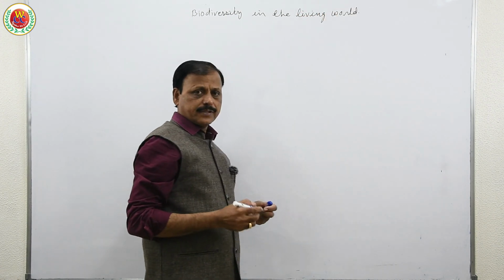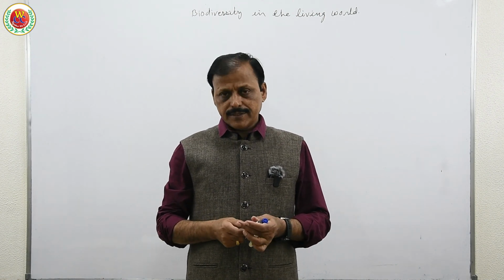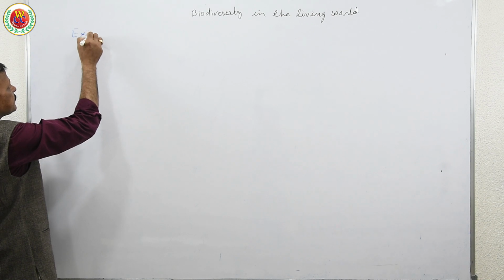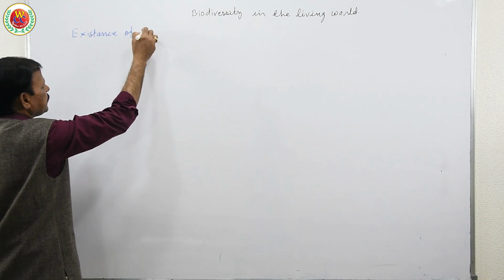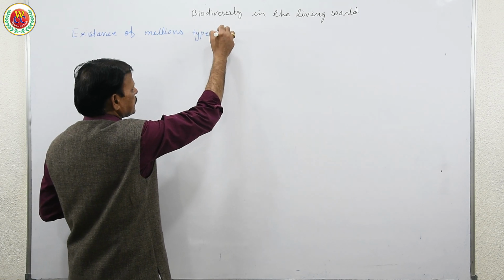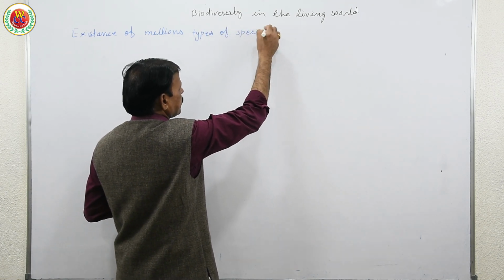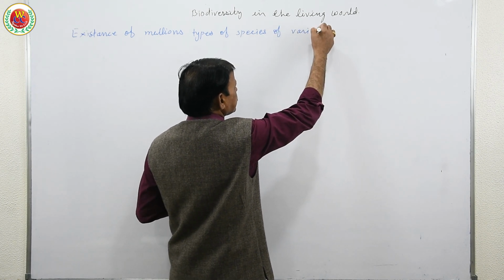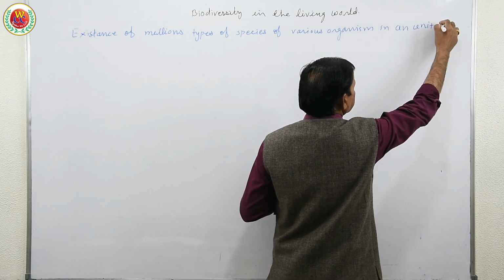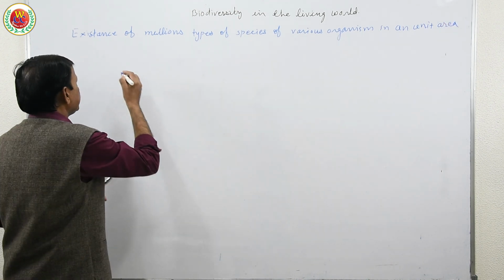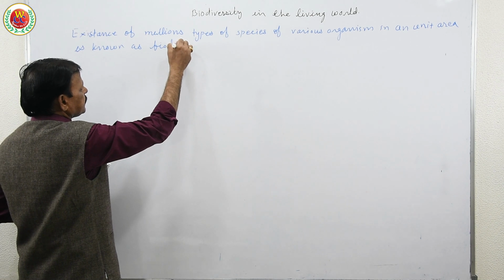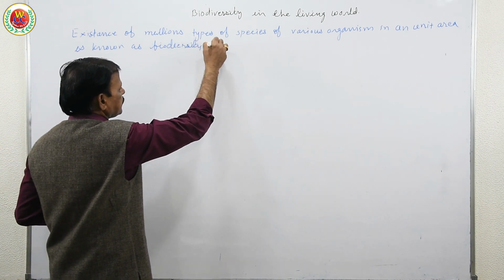Biodiversity in the living world is the topic. The first point in 11th class, first unit: the existence of millions of types of species of various organisms in a unit area is known as the biodiversity of that area.